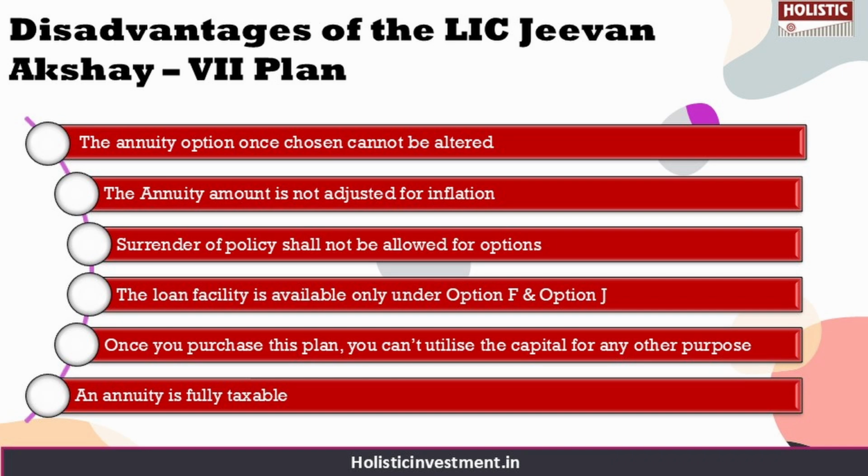Disadvantages are: the annuity option once chosen cannot be altered in this policy. The annuity amount is not adjusted for inflation, so you receive a standard annuity every year except option G. The surrender of this policy shall not be allowed for options other than option F and option J. The loan facility is available only under option F and option J. Once you purchase this plan, you can't utilize the capital for any other purpose. And the annuity is also fully taxable. So you need to keep in mind these drawbacks before deciding to invest in this policy.